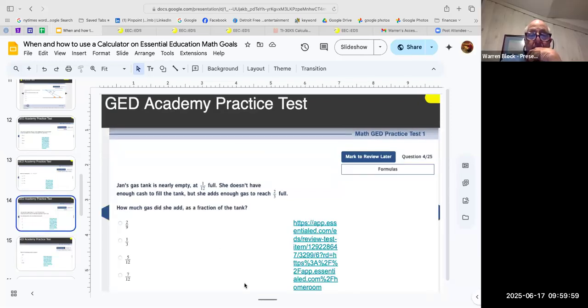So we have a tank at 1/12 full. We have to get to 2/3 full. So what is 2/3 full as a fraction? Would that add to 1/12 or subtract from 1/12? So 2/3 is 8/12. And we're going to subtract 1/12, enough to fill the tank. And the answer should be 7/12.